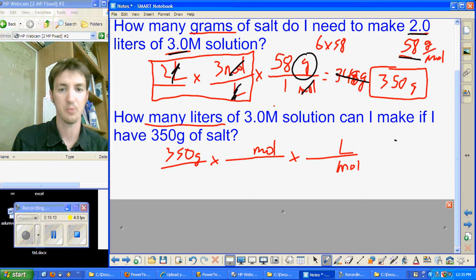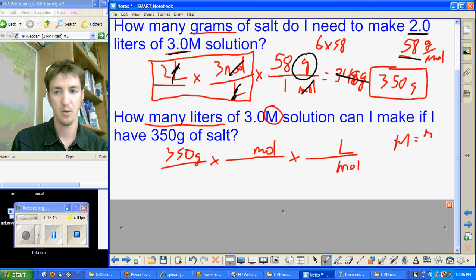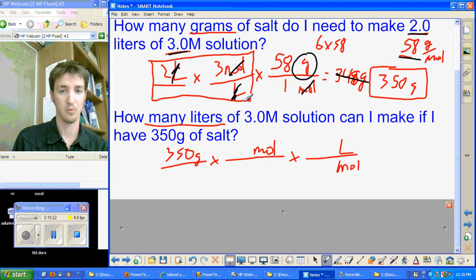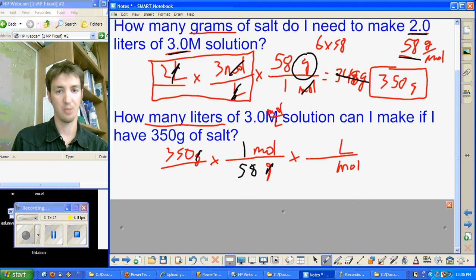Anytime you see this, that capital M really means moles per liter. So it might be helpful every time you see that in a question to replace it with moles over liters. I'm getting rid of grams. Again, anytime you see grams in a question, figure out the molar mass. I know 1 mole of salt weighs 58 grams. The molarity in my solution is 3 moles per liter.